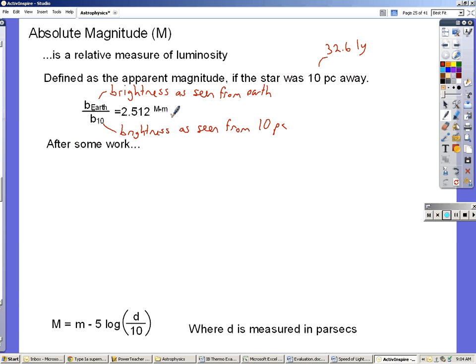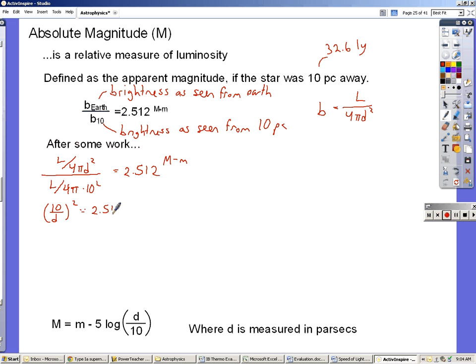But one thing we can say is that, well, remember the definition of brightness? It's luminosity over 4 pi d squared, where d is the distance. So L over 4 pi d squared is the brightness on Earth, whereas the brightness at 10 parsecs is L over 4 pi times 10 squared. And that equals 2.512 raised to that power. Now we can cancel out a lot of stuff here, and what we get is 10 over d, quantity squared, equals 2.512 raised to that power.